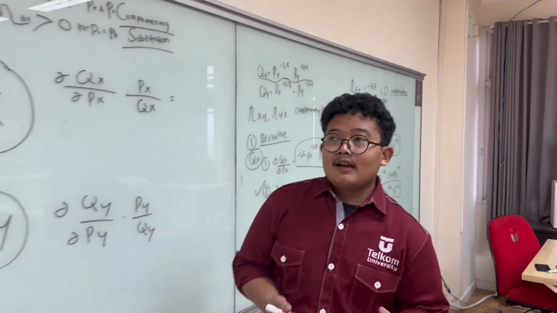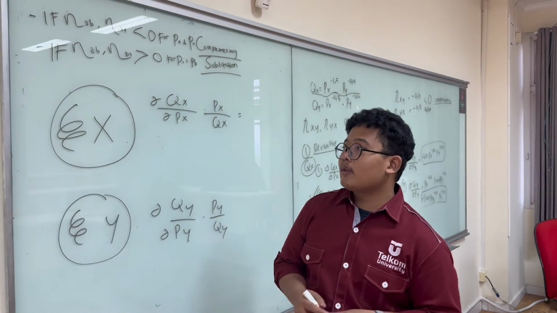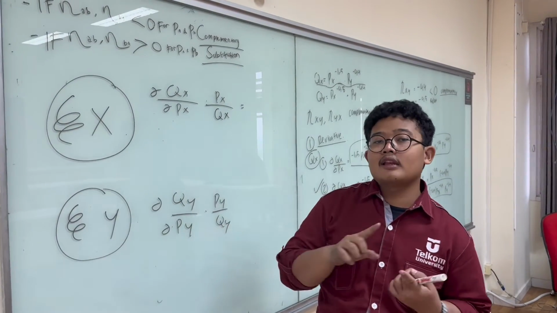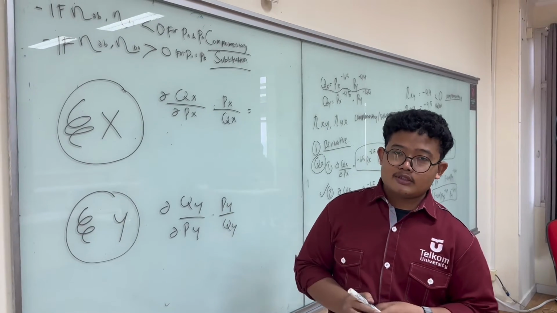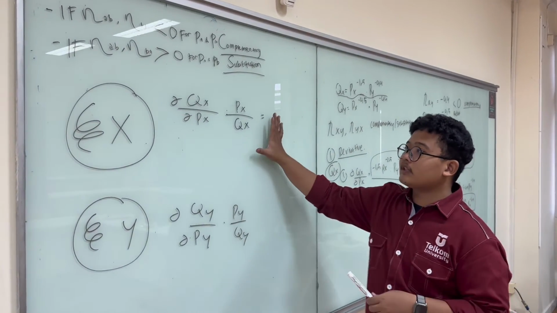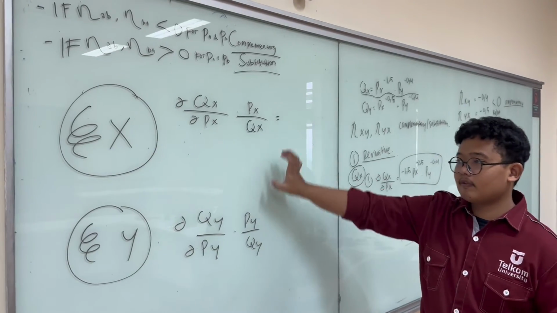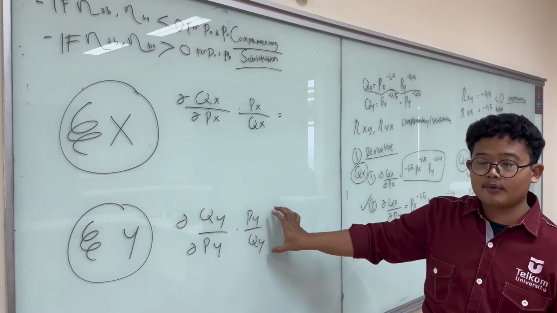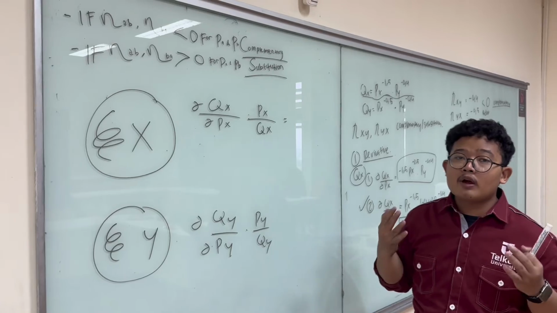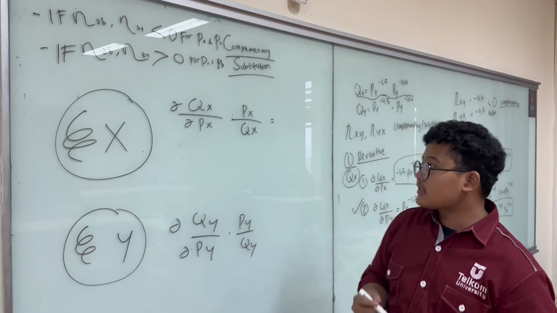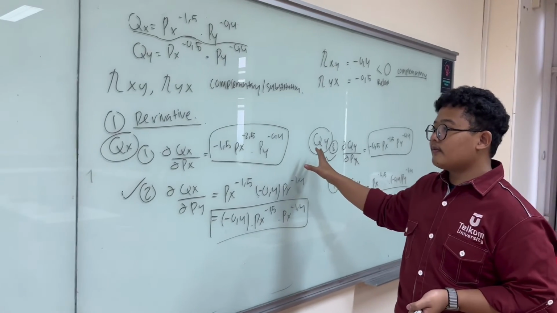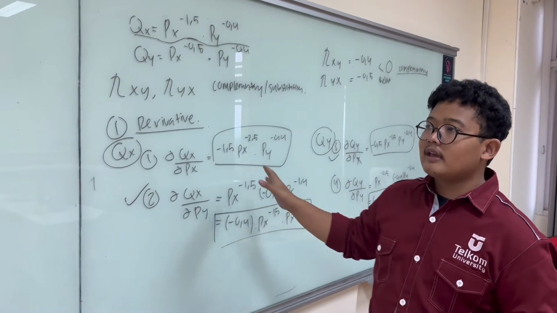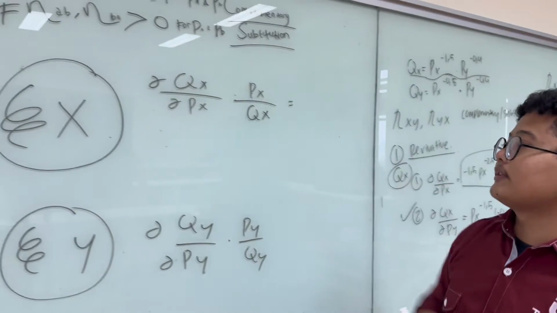Before that, we can also know whether each product is inelastic, elastic, or unitary with differential approaches. So we got the formulation like this for X and for Y products. And what we need to do is just substitute what we got, the derivative for each product, into this formulation.